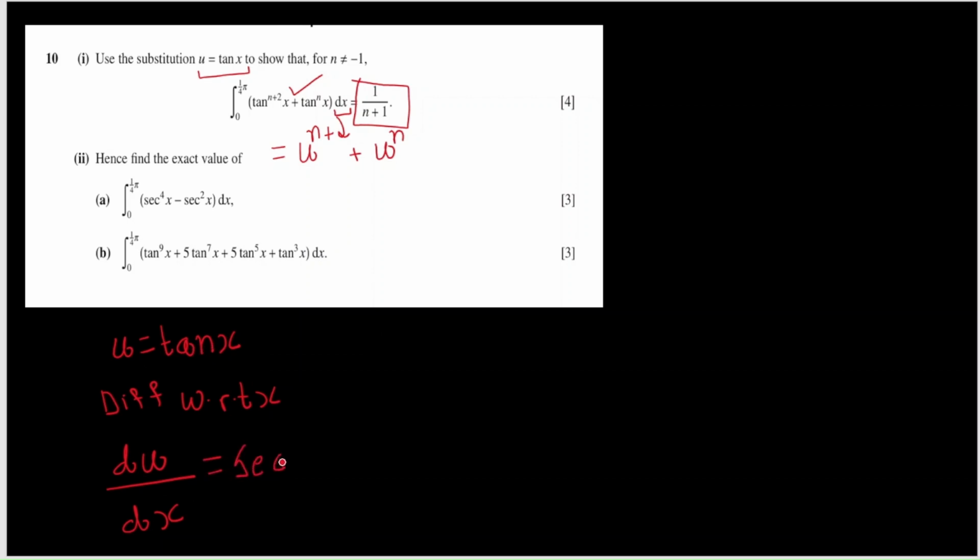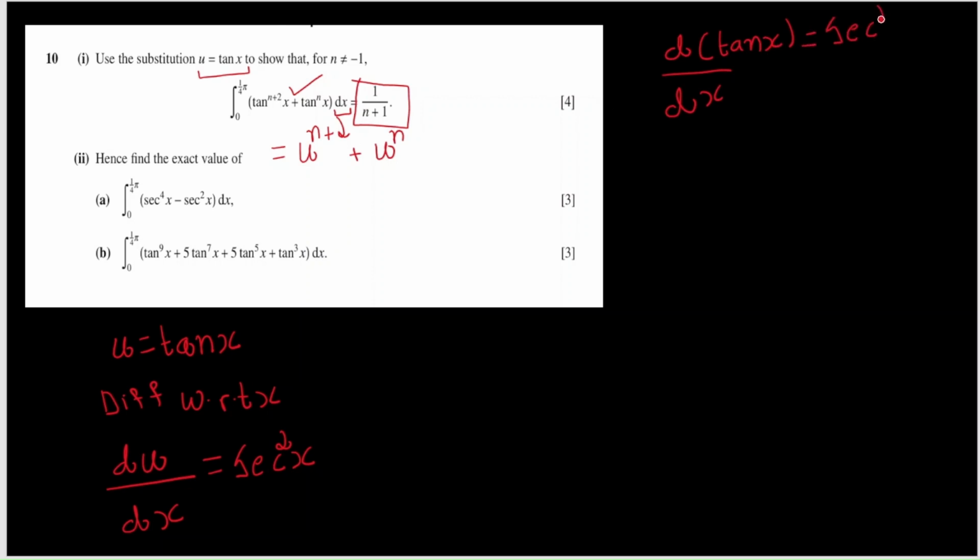So we know that u is equal to tan x. It is given in the question. So we are going to differentiate with respect to x. So this is du over dx. And we already know that the first derivative of tan x is sec square x. We already know this from differentiation. You should be knowing this. It's that d tan x over dx is equal to sec square x.